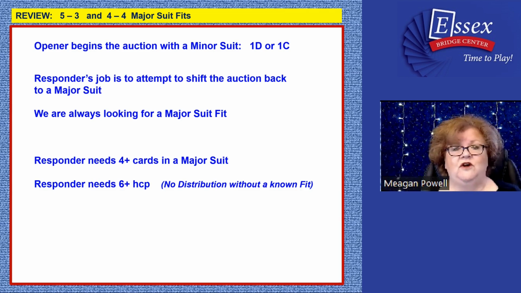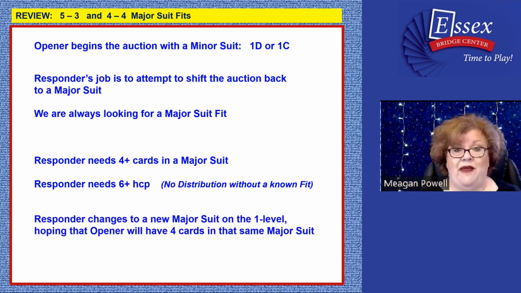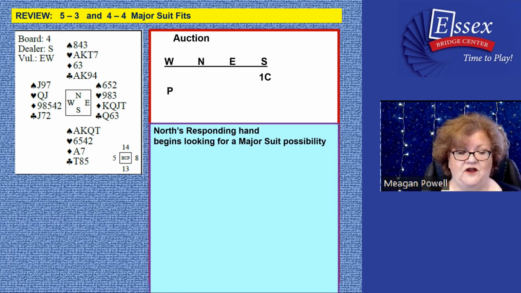So with at least 4 cards in a new major and at least 6 high card points, responder is going to change the auction over to a major suit on the 1 level, no jumping. And you are hoping the opener has 4 cards in the same major suit. So let's talk about what that looks like. Well, our opener in South has already bid 1 club, the longest minor suit in her hand. North, your responding hand begins to look for a major suit possibility.